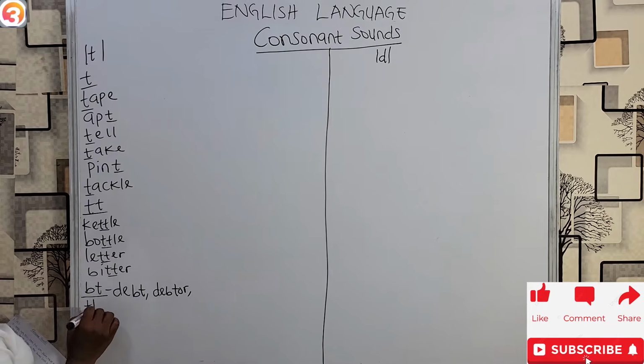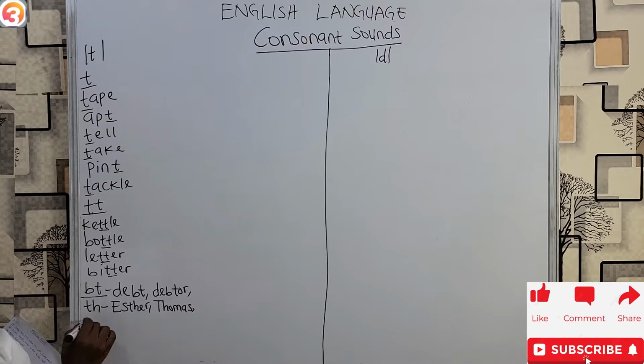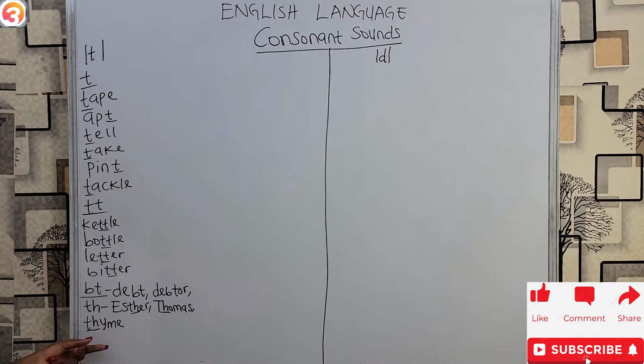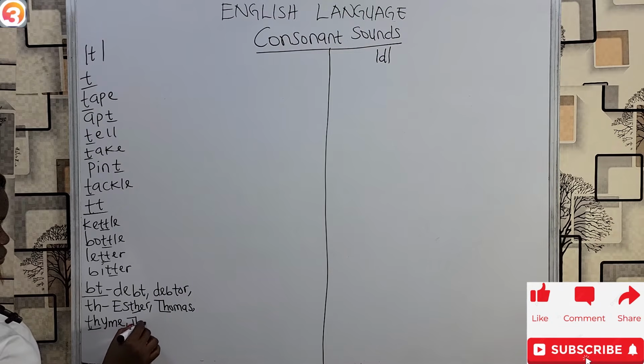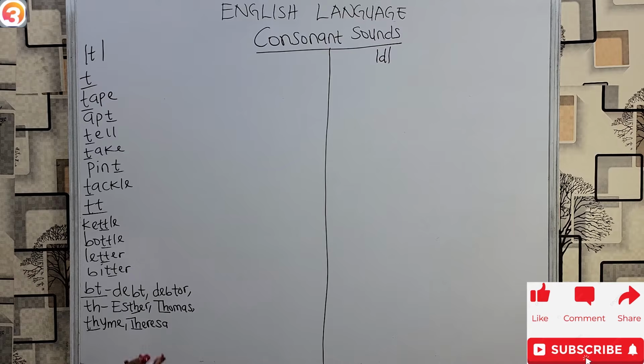Then we also have TH. Words containing TH like Esther, like Thomas, like Thames. So the TH carries consonant T. Normally, words with TH don't usually contain this consonant sound. These ones are actually exceptions to the rule. We have Teresa. When we talk of TH, they normally do not carry consonant T, but these are exceptions.